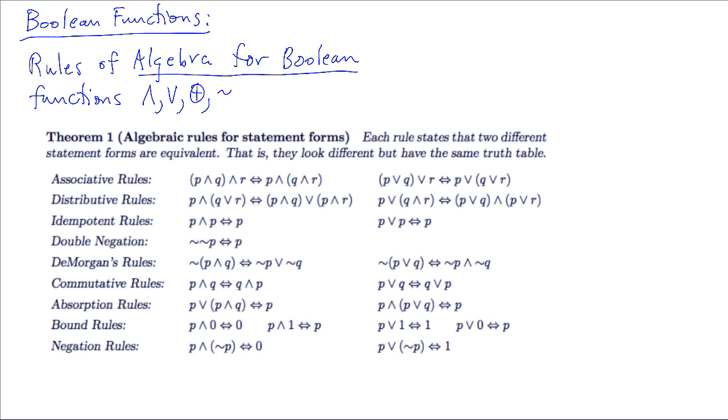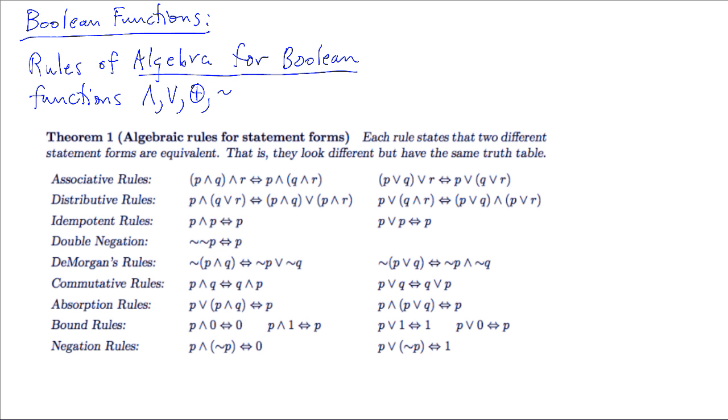Okay. The commutative laws, I hope, are very intuitive. The and statement, it doesn't matter if you say P and Q or Q and P. They both have to be true for the statement to be true. Same thing with or, it's commutative. P or Q is the same as Q or P. All right.